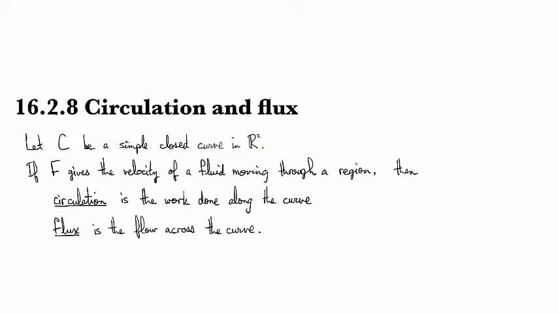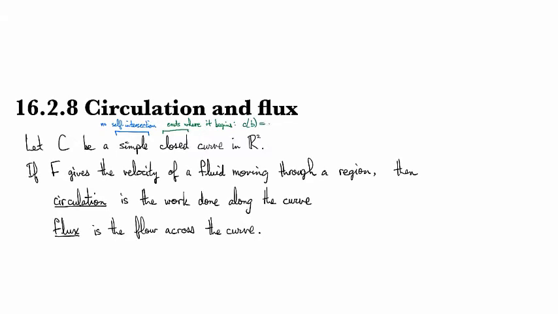So what does that mean? These are actually technical terms. So simple means no self-intersections. It doesn't cross itself. And then closed means that it ends where it begins. So you can start from anywhere, but your parameterization should have the property that your endpoint, C of B, should equal your starting point, C of A.